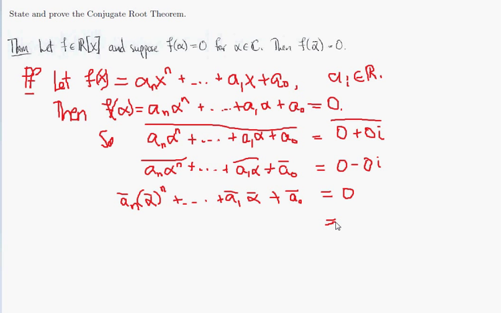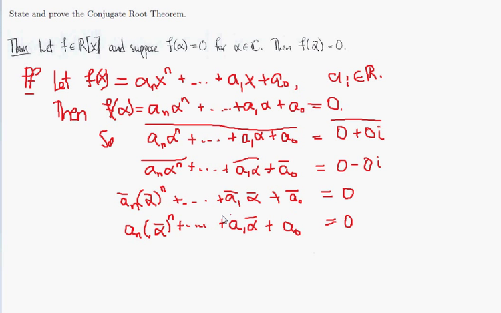Okay, now lastly, on the left-hand side, we apply the same observation to the a's that we applied to 0. The conjugate of a real number is itself, and so I can drop the conjugates on the a's. So I have a sub n times alpha conjugate to the nth power plus a sub 1 times alpha conjugate plus a sub 0. And I can drop the conjugates precisely because the a's are assumed to be real.